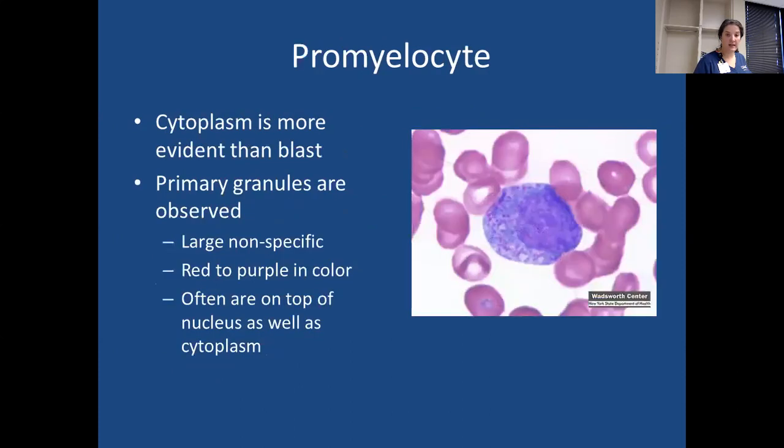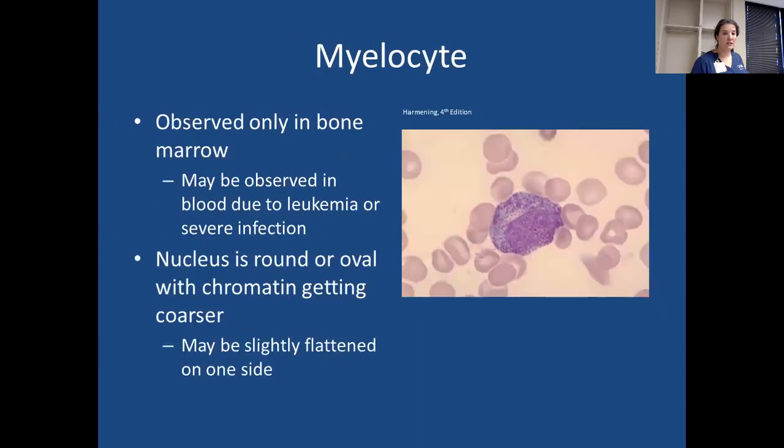And again, notice, take a look at your promyelocyte. Take a look at the nucleus versus your myelocyte. Our nucleus chromatin is still condensing, right? It's getting a little bit more clumped with each maturation stage.